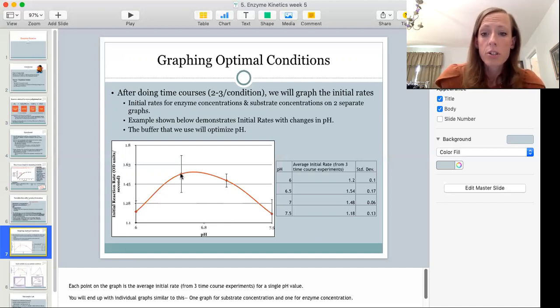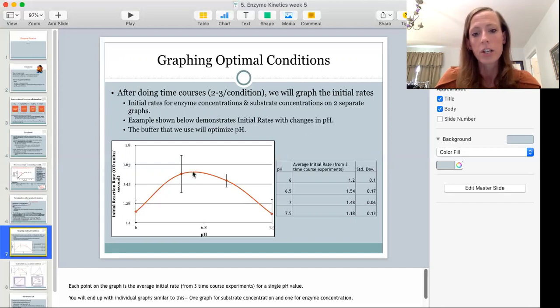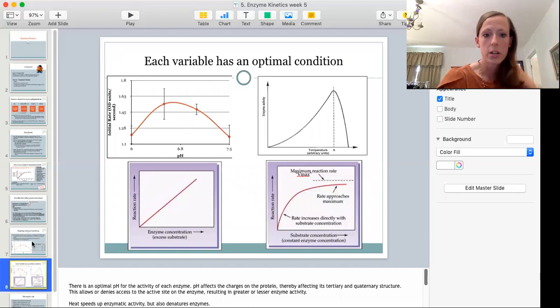You will do this also, plotting the average initial rate for substrate concentration in a separate graph, showing the average initial rates for each of the different enzyme concentrations, okay? So if we were looking at pH, we would see that there's an optimal pH at which the reaction is able to proceed, and that would help us fine-tune how we want our experiments to go in the future. Okay, so this is just an example. Looking at the other variables, so this is our pH graph.